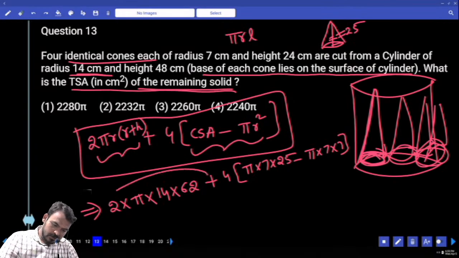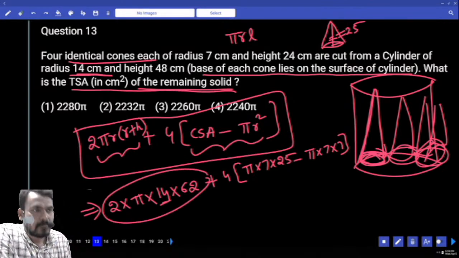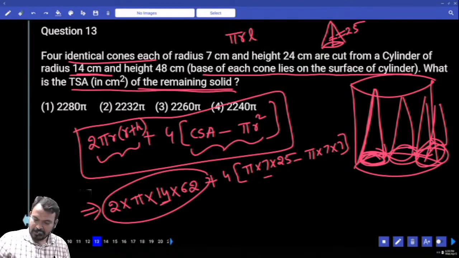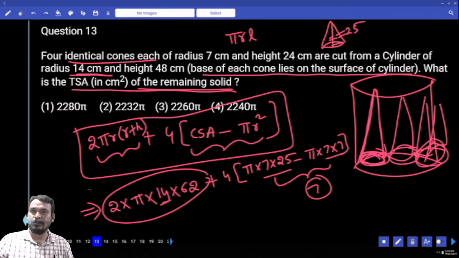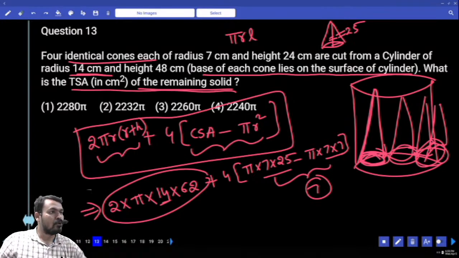Next, first term 14, is it a multiple of 7 or not? Next, second term 7 into 25, is it a multiple of 7 or not? 7 into 7, it is also a multiple of 7. Means the difference is also a multiple of 7. That value is a multiple of 7, this one also. Together the value is also a multiple of 7. How many options are multiples of 7?